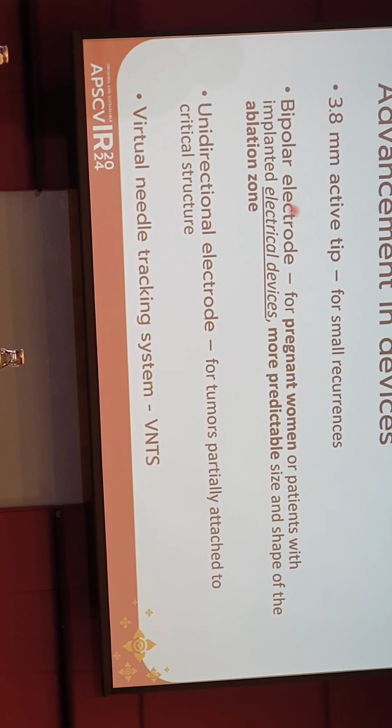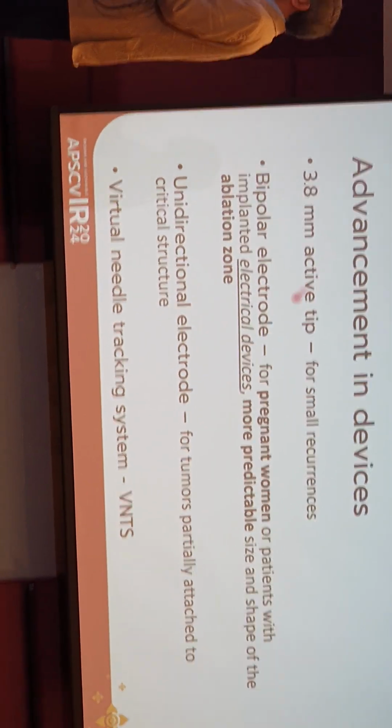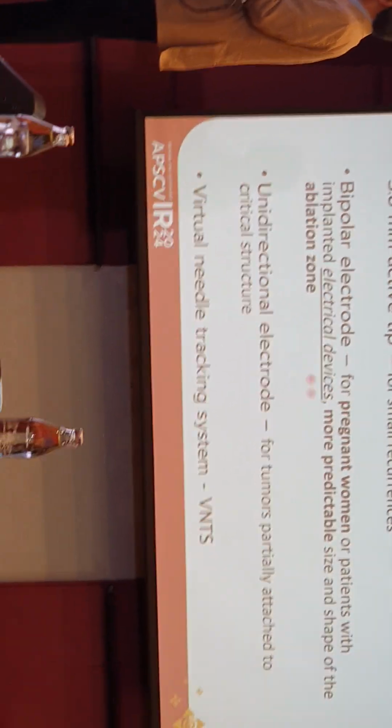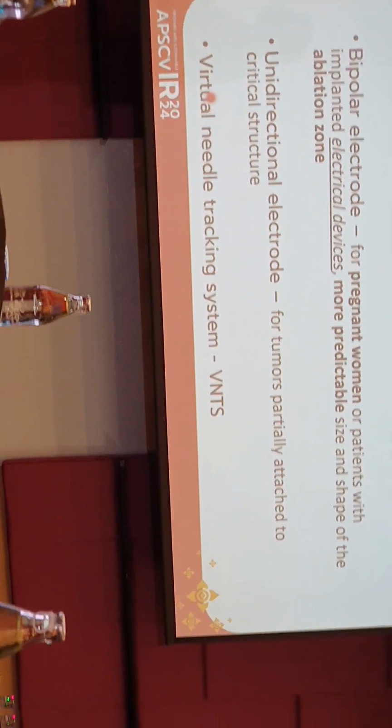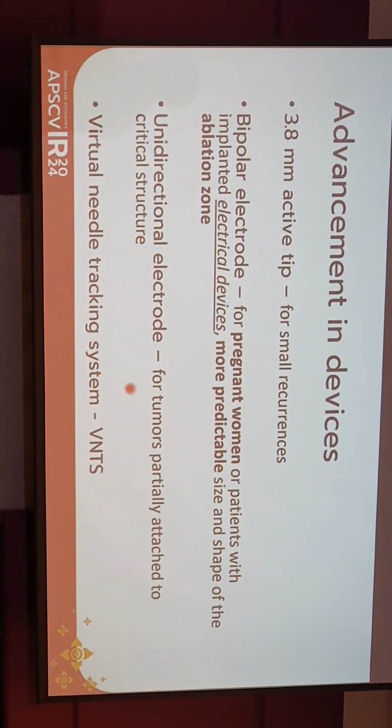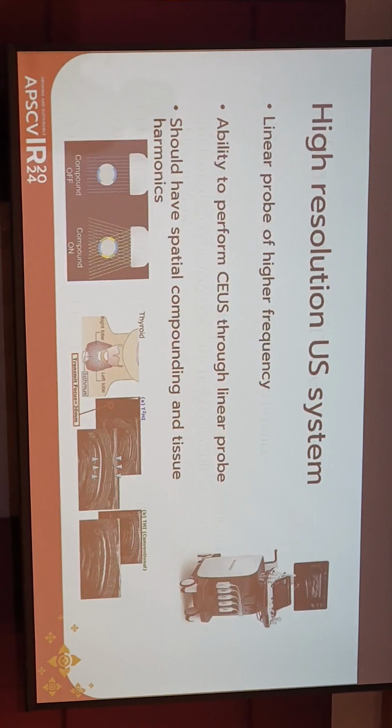So there are advancements in the devices. We know the bipolar electrode, for pregnant women or those who have electrical devices, has a more predictable size and shape. And also the virtual needle tracking systems are now available. I have not used it.